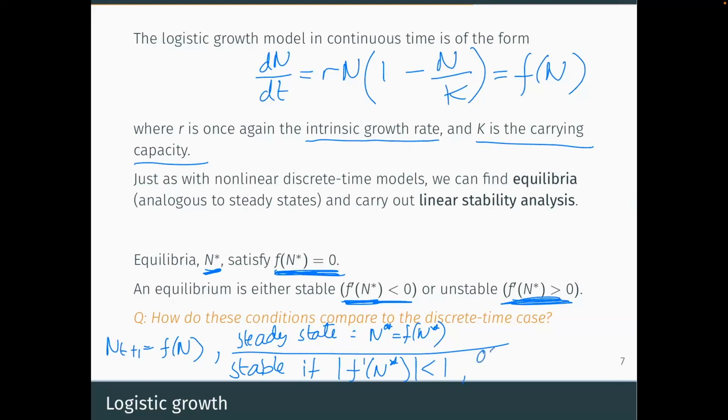But we also had a second condition. It's oscillatory if f prime of n star was negative. So can anyone tell me what some of the differences are between these two things? What's the most obvious, biggest qualitative difference between the continuous time stability and the discrete time stability?